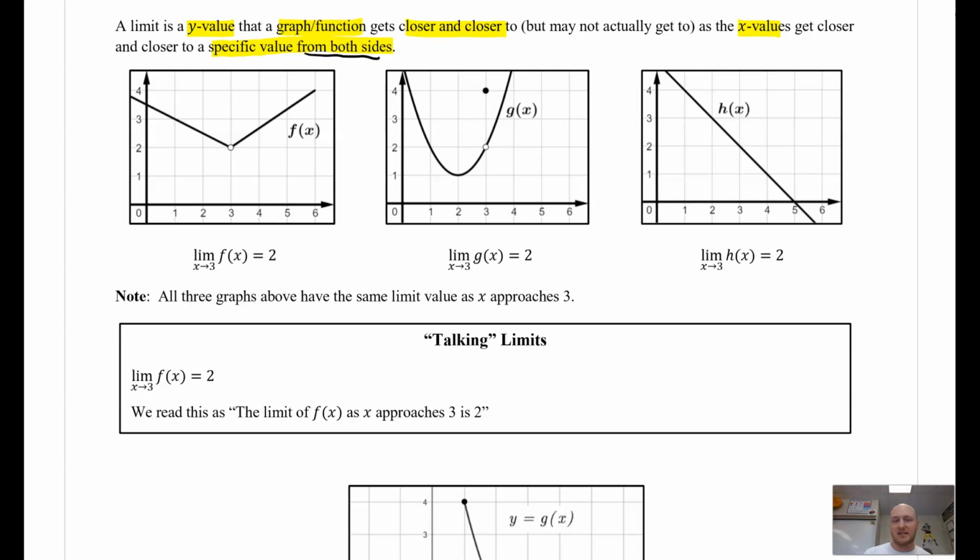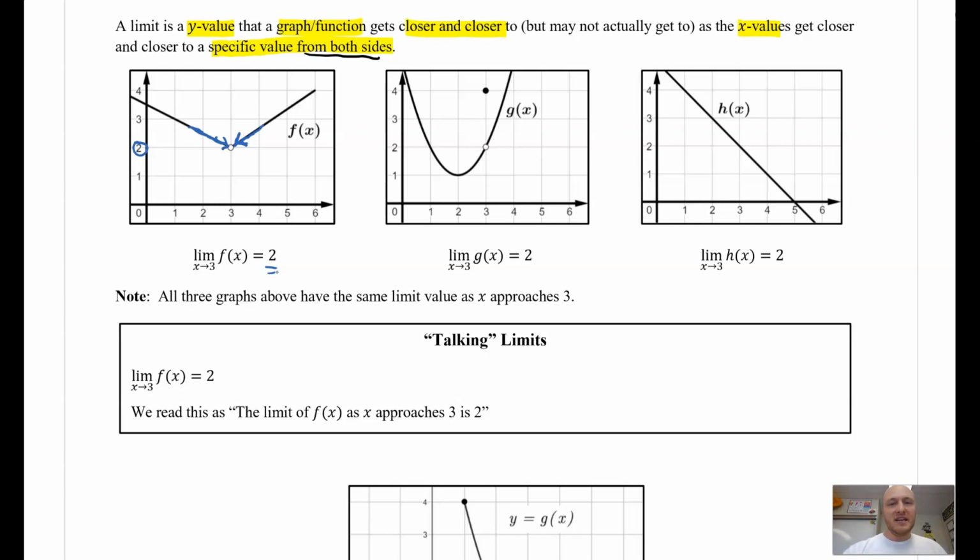So let's look at some examples. In the first example, we have a graph of f of x, and the example says the limit of f of x as x approaches 3 is equal to 2. So as I approach 3 from the right, I'm going to this point, and as I come from the left, I approach that point, and notice that the y value is 2. So that would be the answer. The limit as the function gets closer and closer from the left and from the right is 2.